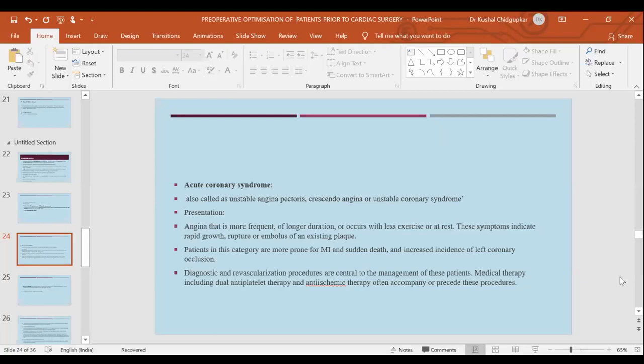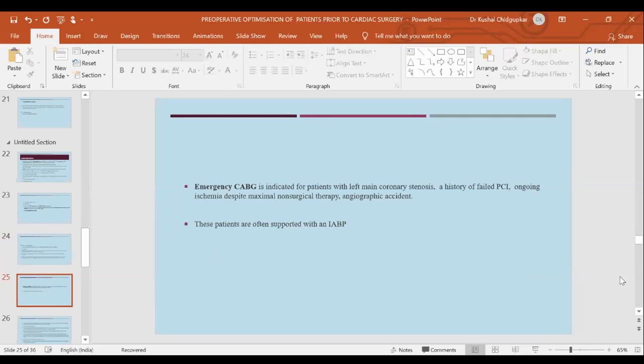Diagnostic and revascularization procedures are central to the management of patients having acute coronary syndrome. Medical therapy, including dual antiplatelet therapy and anti-ischemic therapy, often accompany or precede these procedures. Now, talking about emergency CABG, which this patient is posted for, the indications are patients with left main coronary stenosis, history of failed PCI, ongoing ischemia despite maximal non-surgical therapy, or angiographic accident, including puncture or a dissection. And sometimes these patients are often supported with an intra-aortic balloon pump. So let us keep it.